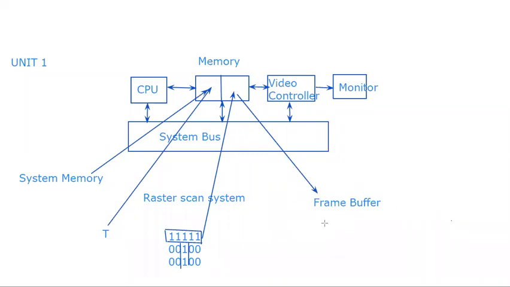So if frame buffer comes in your examination, then put it is the reserve part of memory which is directly accessible by video controller. Frame buffer is a reserve part of memory which is directly accessible by video controller. So this T will be stored again in memory. That part of memory is known as frame buffer.